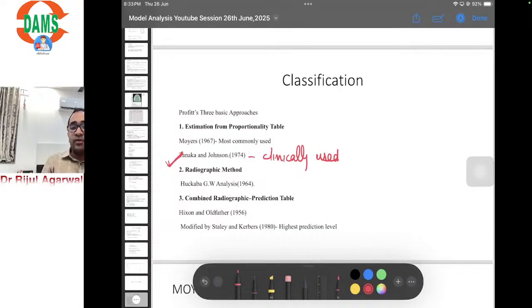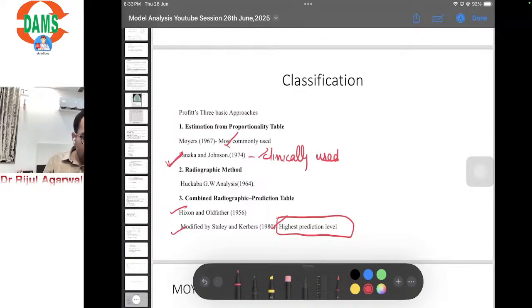Next, the radiographic method is given by Hukaba's analysis, and lastly, the one which uses both X-rays, that is IOPAs, radiograph means IOPAs in this case, and a prediction table. These are Higson and Oldfather, and Higson and Oldfather was modified, so it is given as modified Stanley and Kerbers. This has the highest prediction level, or you can say the most accurate one. So most common clinically used, highest prediction level.